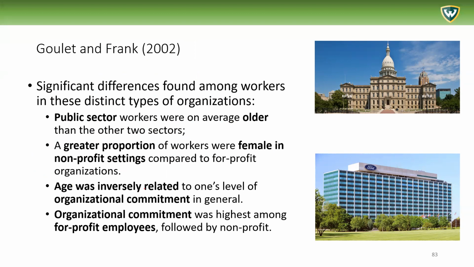Age was inversely related to one's level of organizational commitment in general, so across all of them, which is kind of interesting. So the higher the age, the less commitment. Perhaps counterintuitive. Organizational commitment was highest, though, among for-profit employees, followed by not-for-profit, which may be also counterintuitive. If you're thinking that people are going to not-for-profit because they really believe in a social cause, maybe you would expect organizational commitment to be highest, but this is not what they found in this study.